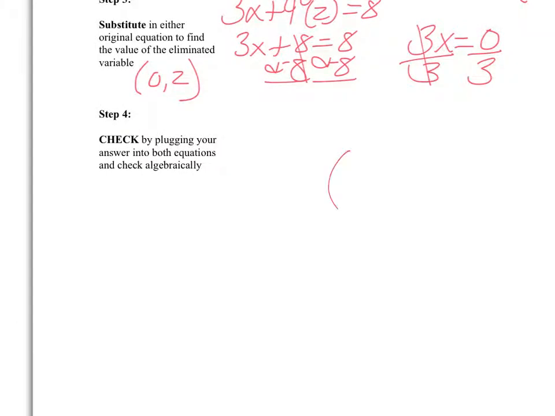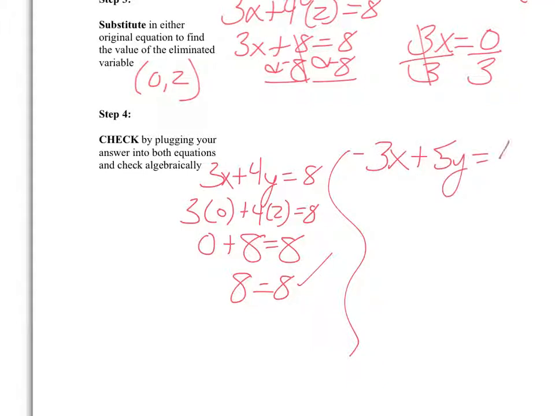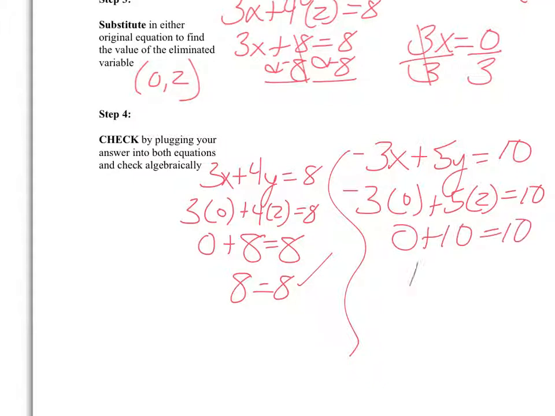Going to check it, we're checking back in the original equations. So 3x plus 4y equals 8. 3 times 0 plus 4 times 2 equals 8. 0 plus 8 equals 8. 8 equals 8, and my answer checks. Second equation, negative 3x plus 5y equals 10. Negative 3 times 0 plus 5 times 2 needs to give me 10. 0 plus 10 needs to give me 10. 10 equals 10, and my answer checks. So the elimination method really focuses on eliminating one of those variables to give yourself a little bit smaller of a problem to work with.